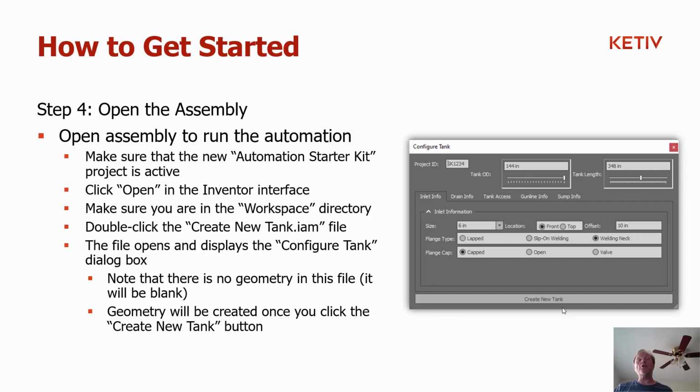Now to be clear, when you open up the Create New Tank IAM file, it's going to be blank. There's not going to be anything in the file, but then a form is going to pop up similar to the one that you see right here. What will basically happen is once you go through and you pick all the different options you want for your tank and you click this Create New Tank button, that's when it's going to start actually generating geometry, and you're going to start seeing the tank build itself right in front of your eyes. And that's all of the code doing the work of bringing in the right parts, making the right changes, and building up your tank from the ground up.